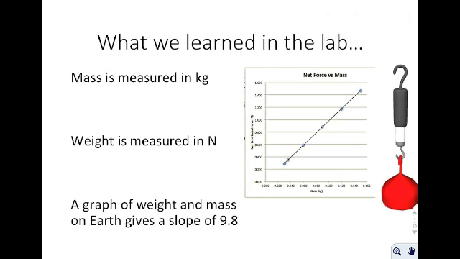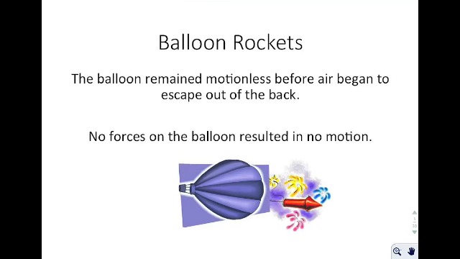So, what we learned in the lab. We learned that mass is measured in kilograms. Many of you may be familiar with mass being measured in grams from chemistry, but grams is not the standard unit, it's actually the kilogram. You should also be familiar that weight should be measured in newtons, and that whenever you create a graph of force versus mass, with a suspended object, it gives you a constant slope of 9.8 on Earth. That number can be different if you're not on Earth, but I'm going to assume that everybody listening to this is on Earth.